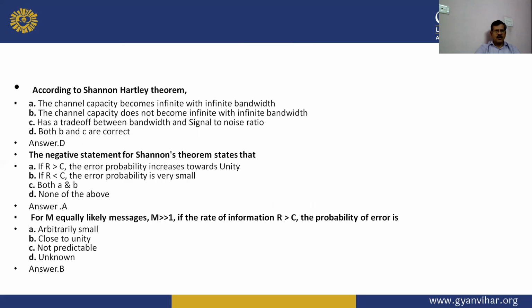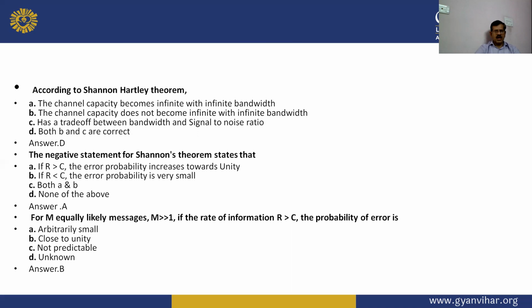Next, according to the Shannon-Hartley theorem: option A, the channel capacity becomes infinite with infinite bandwidth; option B, the channel capacity does not become infinite with infinite bandwidth; option C, there is a trade-off between bandwidth and signal to noise ratio; option D, both B and C are correct. So here the correct option is option D. Both B and C are correct according to the Shannon-Hartley theorem.